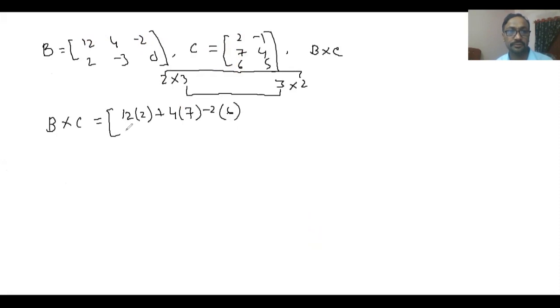Now we'll take the second row of the first matrix and do the same thing. 2 times 2, minus 3 multiplied by 7, and then this is 0, so it will be 0 multiplied by 6.